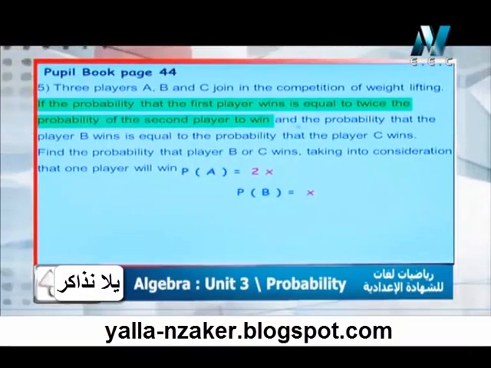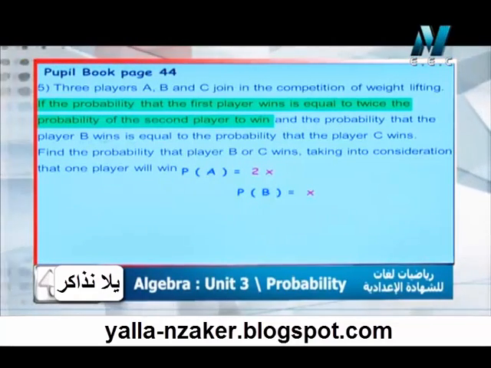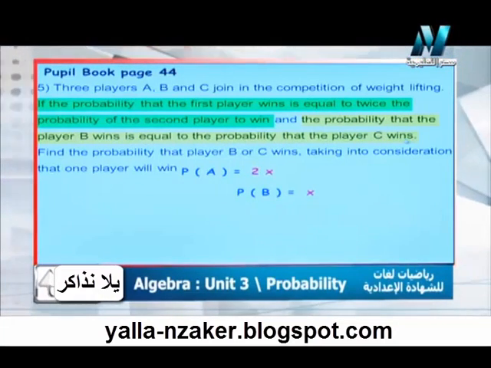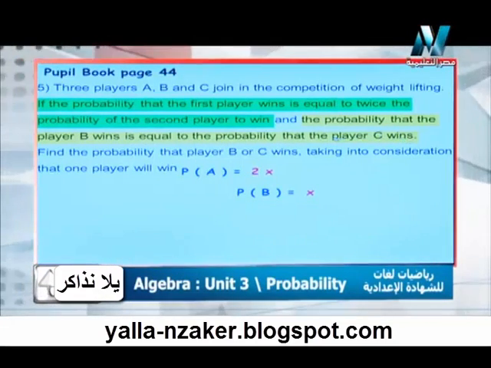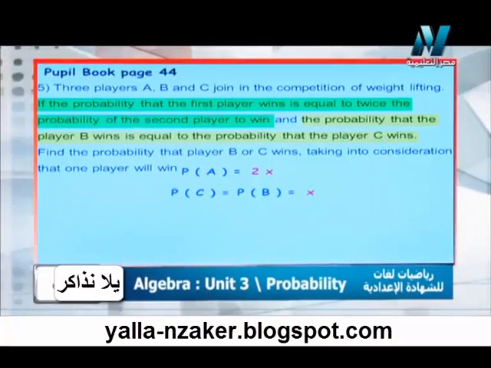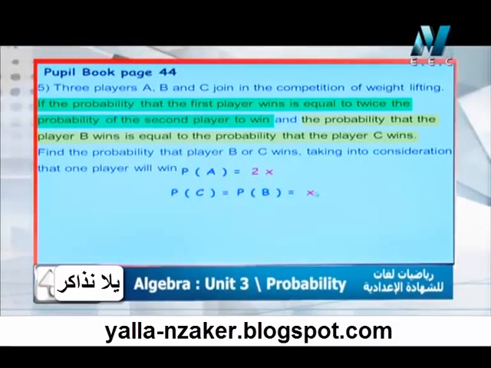The rest of the question says that the probability that player B wins is equal to the probability that player C wins. So the probability of B is the same as the probability of C. So P(B) equals P(C) equals x.